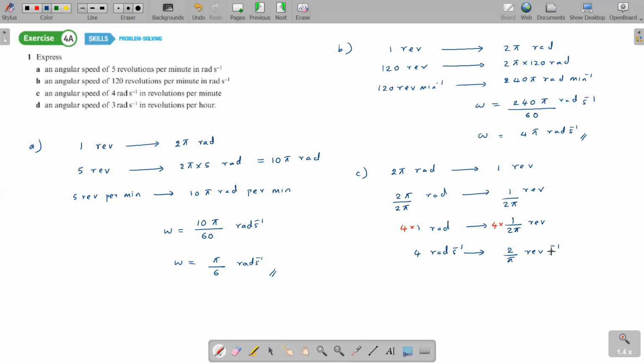So how do I make it per minute? Per second means this is for 1 second. If I want to make it a minute, that means 60 seconds, isn't it? A minute means 60 seconds. So how do I make it per minute?